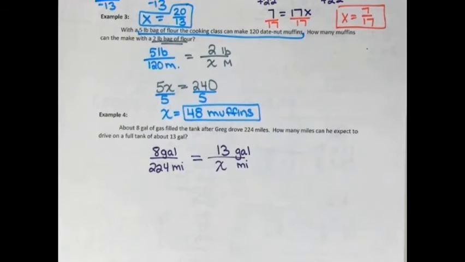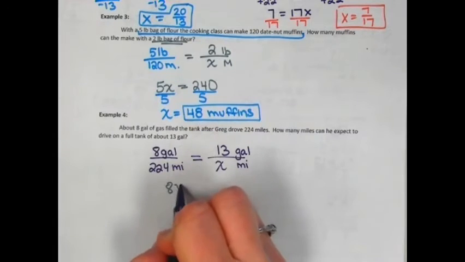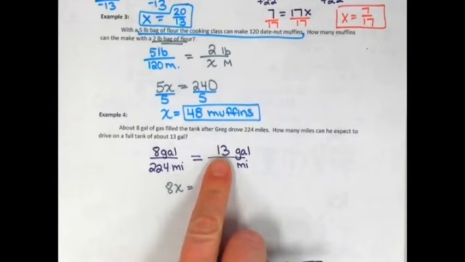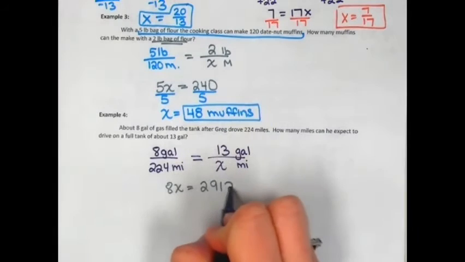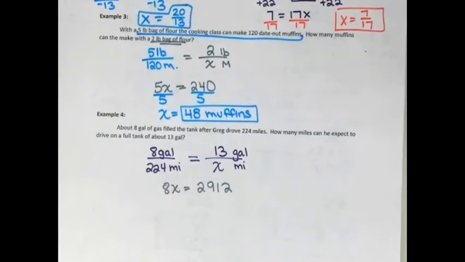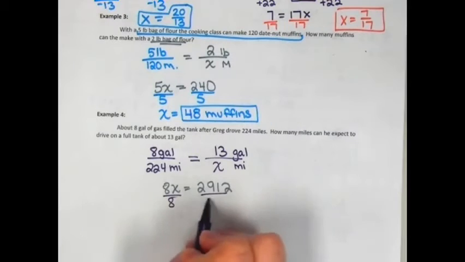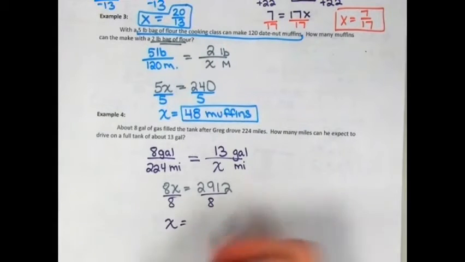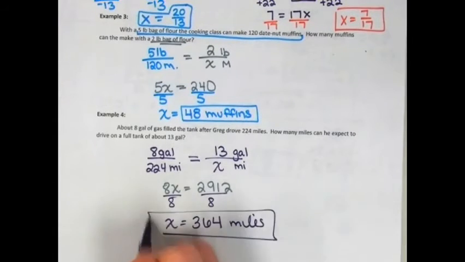We go ahead and cross multiply. 8 times x is 8x. Michael, what's 224 times 13? Okay. And then how do I solve for x? Divide by 8. So x is 364 miles. There you go. So on 13 gallons, he can drive roughly 364 miles, give or take some, if you want to run out of gas. Okay, all right, any questions with 7.2? Pretty straightforward.